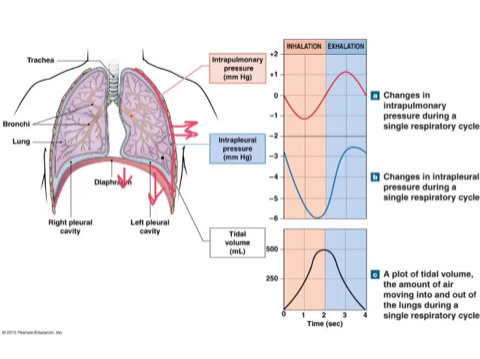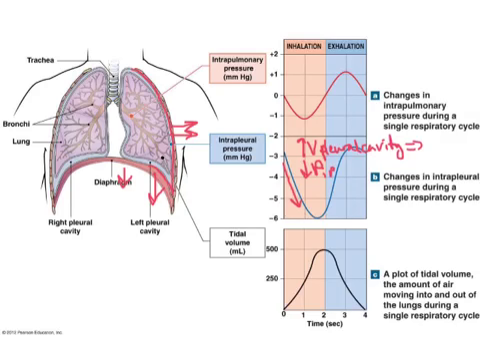As that chest wall moves outward, it pulls the parietal pleura out, and this has the effect of increasing the volume of the pleural cavity. And as we know from Boyle's law, that means a decrease in the intrapleural pressure. And you see that there. That's what's happening when you are inhaling.